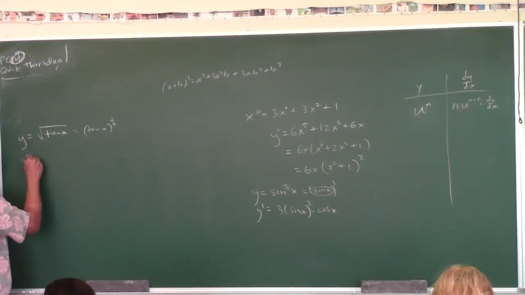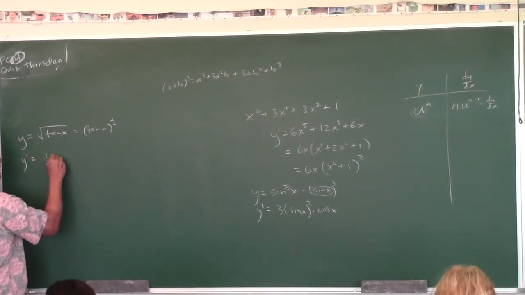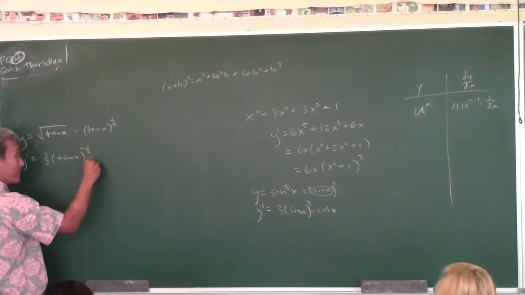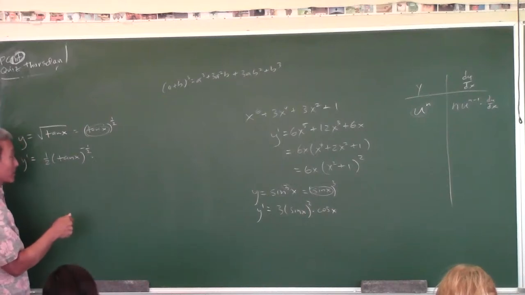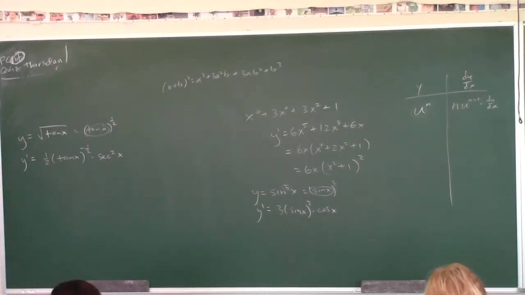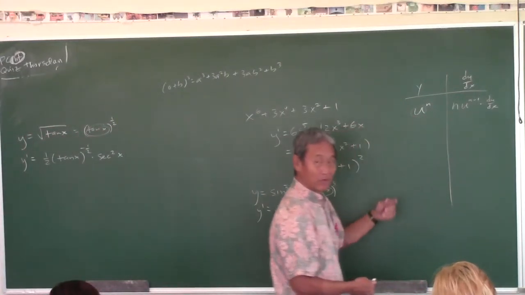How do you take the derivative of box to the 1/2 power? 1/2 box to the negative 1/2 times the derivative of box, which is secant squared x. That's right. So all of this is just examples of this power rule right here.